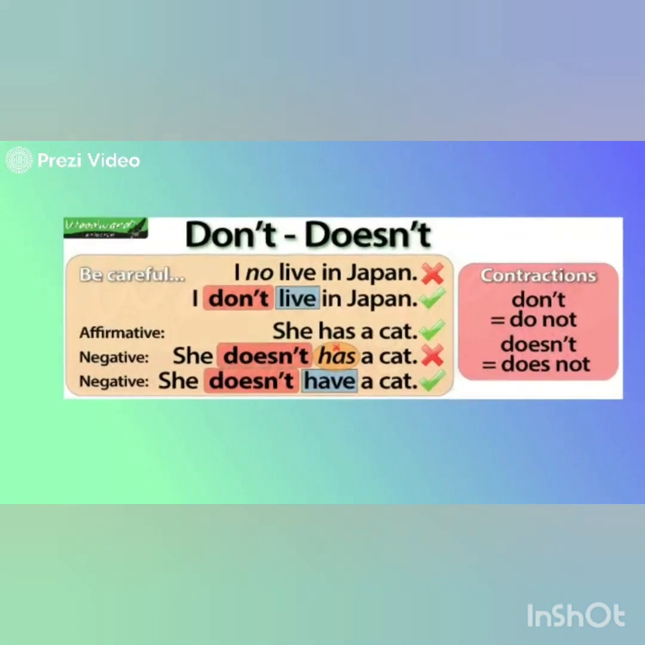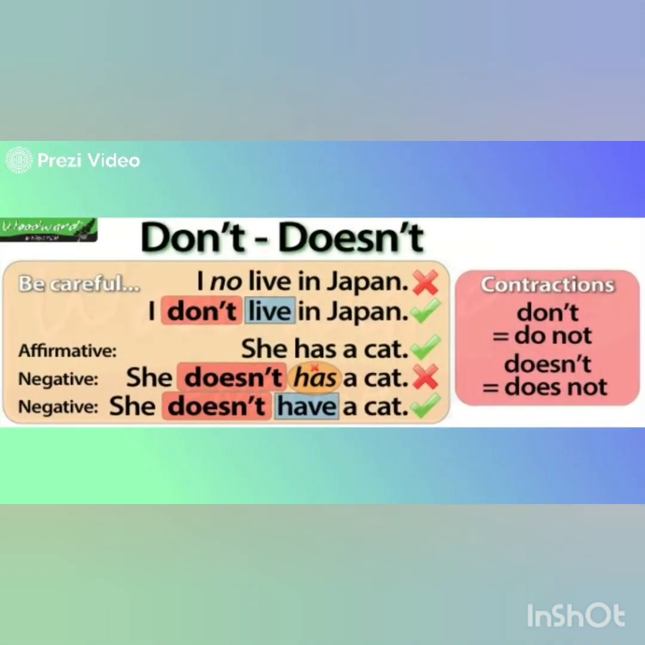In the last slide, we have right and wrong sentences. At the end of the wrong sentences, there is a red X. And at the end of the right sentences, there is a green tick. Let's see. I no live in Japan. It is incorrect. Remember, you make the negative form using don't when the subject is I, and the verb goes in the base form, live. I don't live in Japan.